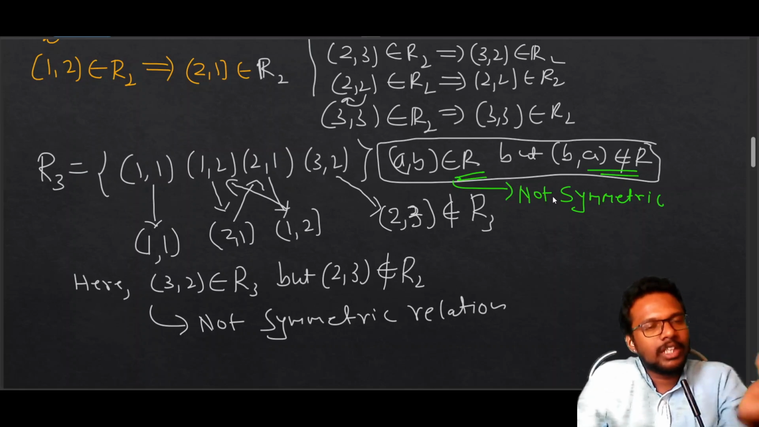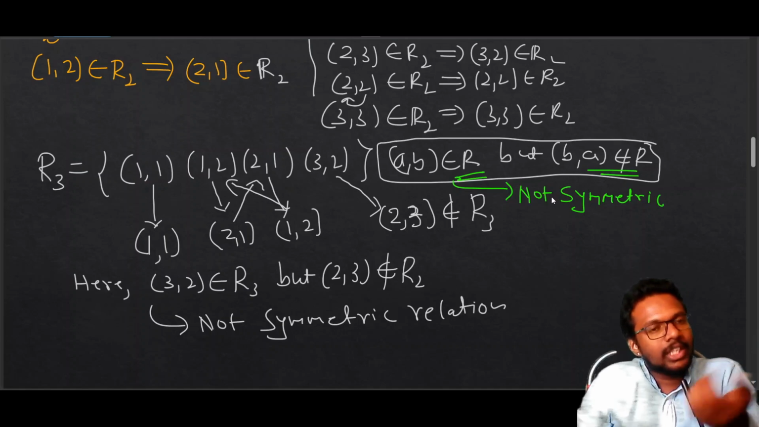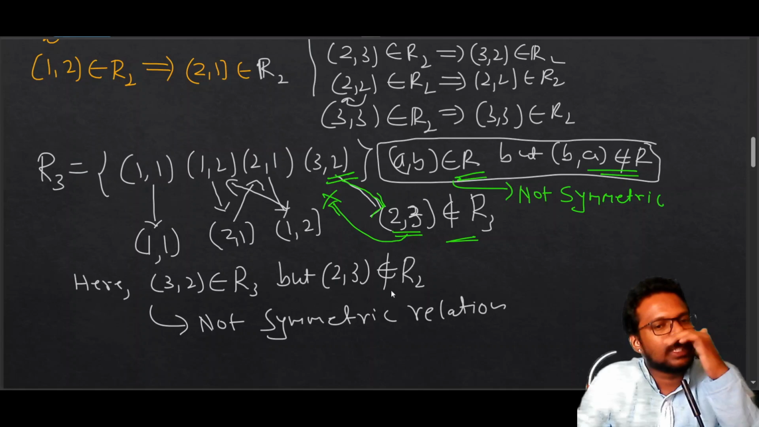because if A is related to B and we are verifying whether B is related to A, we have to reverse the ordered pair. For example, in R3, (3,2) belongs to R3, but if we reverse it, it becomes (2,3), which is not present in R3, so it does not belong to R3, then this is not a symmetric relation.